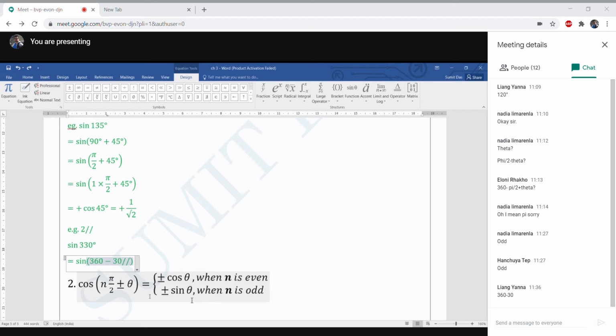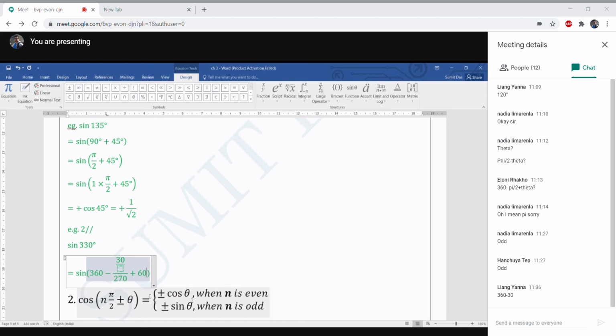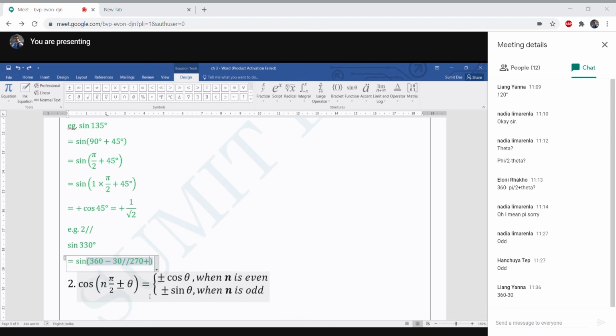Or we can write 270 plus 60. Right, both are the same. Understood. But here I will take 360 minus this. Why? I'll write it like this because I have to show you the even part also.